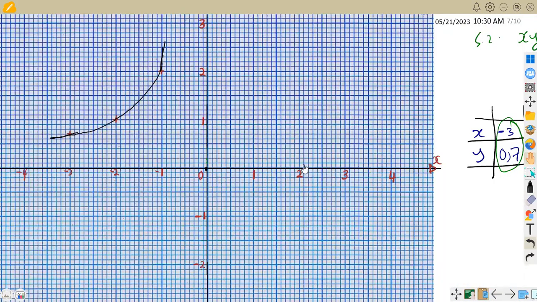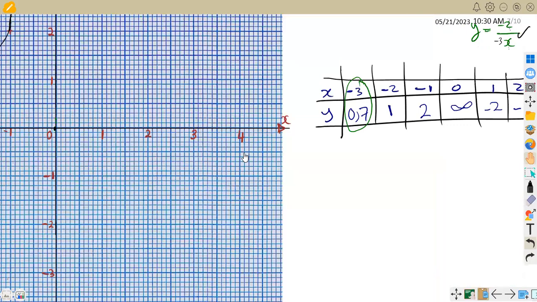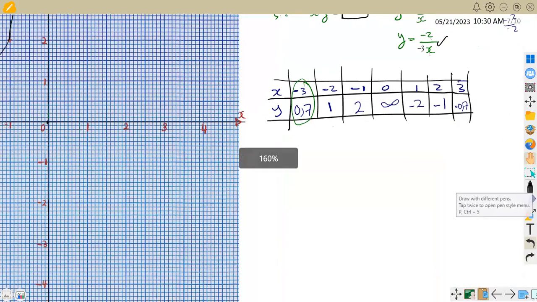But remember, we still have another part here because at 0, we do not have anything. This is at infinity at 0. So we move on to 1 versus -2. So this is 1 versus -2. That's somewhere here. 1 on x, -2 on y. So we mark our point, 1 versus -2.